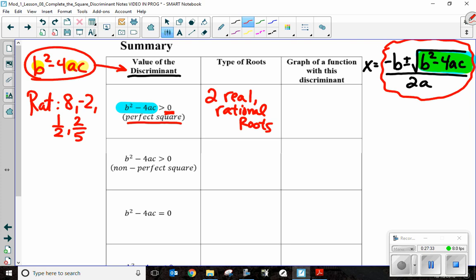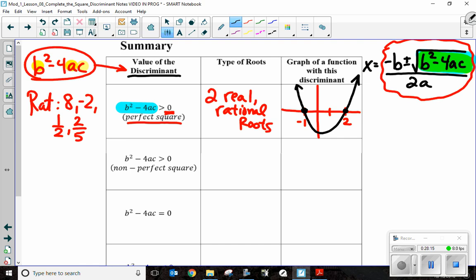So if I were to give you an example of a graph, here's -1, here's 2, and I had a parabola that had 2 real rational roots. Remember, roots are the same thing as the solutions, the zeros, or the x-intercepts, where it touches the x-axis. It might touch at -1 and 2, because there are 2 of them, they're real, and they're rational.